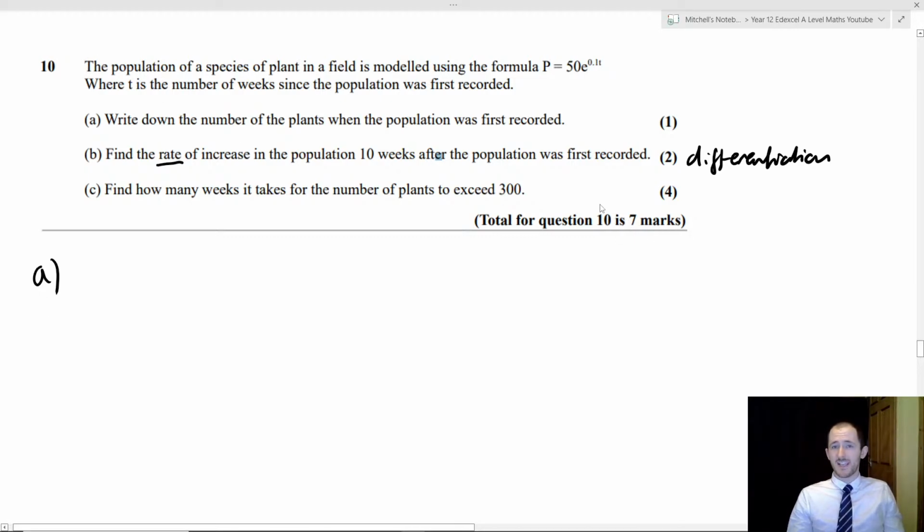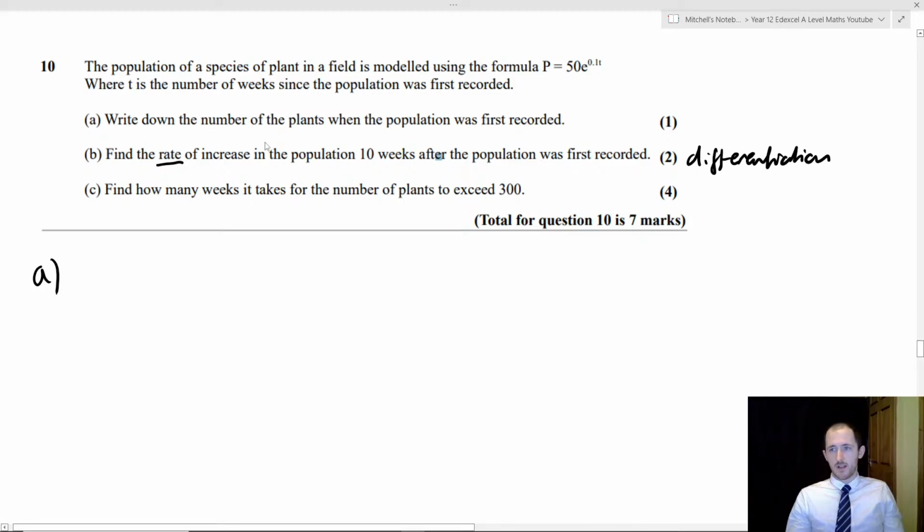And the structure is identical. They will always ask you initial number, then they'll ask you a rate, then they'll ask you to work out how long it takes. This question and this style comes up every single year, okay? Because it's the perfect synoptic question. It teaches you about exponentials, it teaches you about differentiation, it teaches you about exponentials again, okay? So this question is basically guaranteed to come up, and it's the same exact formula.